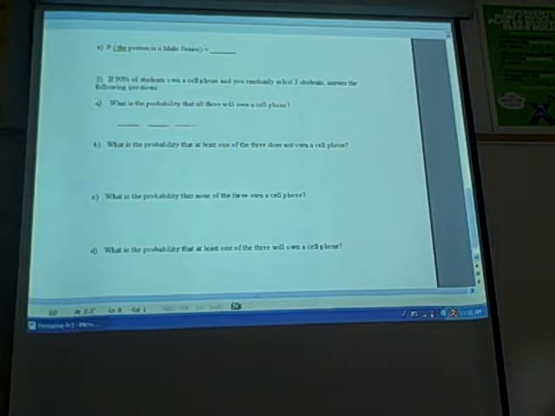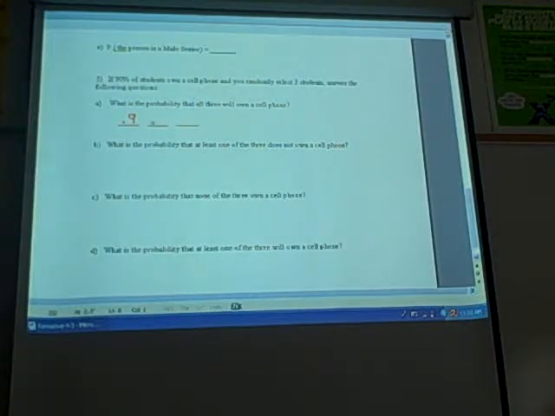So this is a little different than the last assignment. The last assignment had a lot of ors in it. This means what's the probability the first one's going to own a cell phone, and the second one, and the third one. In probability, or means add, and means multiply. So you walk up to the first person in the hallway and say, hey, do you own a cell phone? There's a 90% chance, or 0.9 chance, that person's going to say yes.